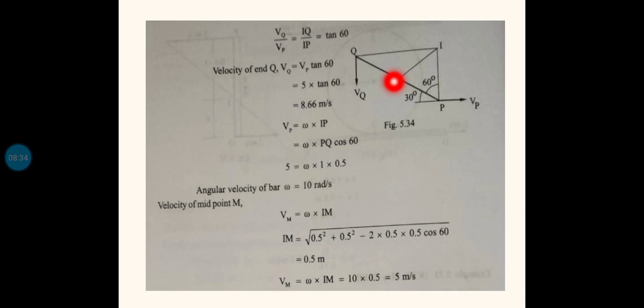So the linear velocity will always be tangential to the radius of the rotation. So the linear velocity VM should be perpendicular to this line IM. That means VM will be making an angle of 30 degrees with this rod PQ. So you can see that within a rigid body, different points Q, M and P have different velocities, and the directions of the velocities are also different.